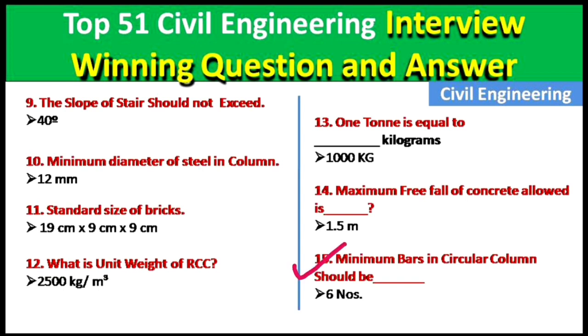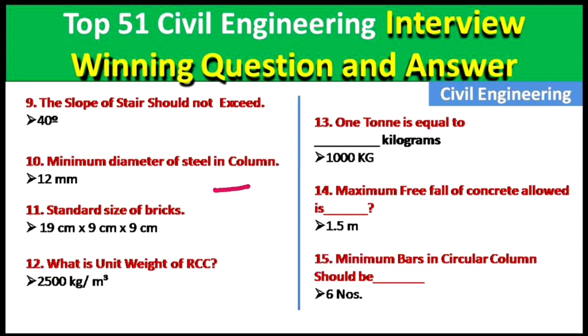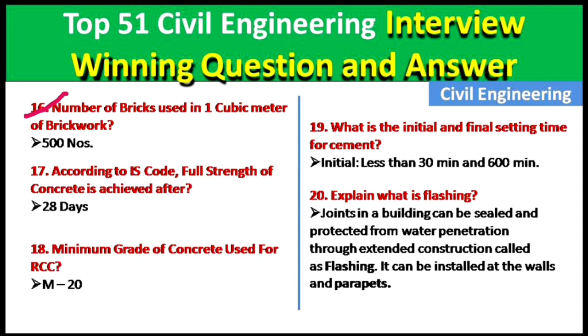So point number 15 is the minimum number of bars in a circular column should be how much? 6 in number. Okay, if we are constructing a column in circular shape, then we should not provide less than 6 main bars. Okay, if we are providing a rectangular column, then we can provide how much? 4 bars.